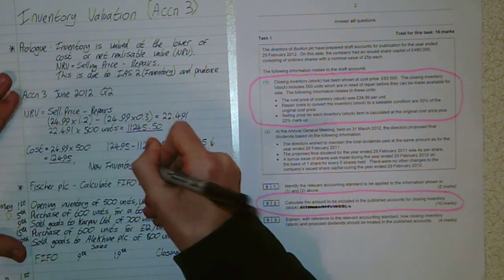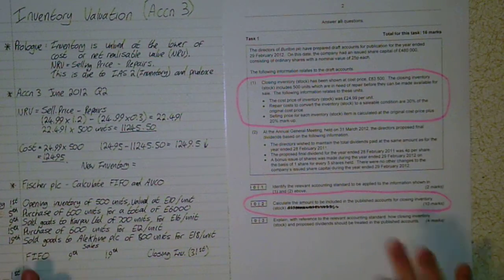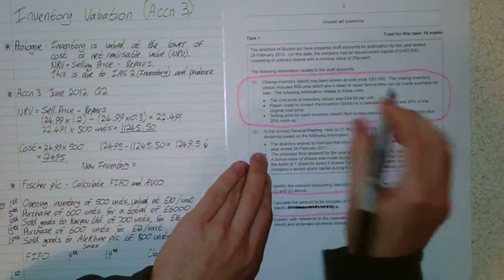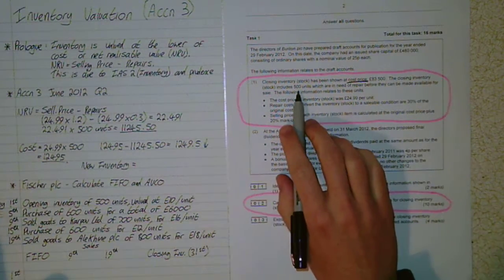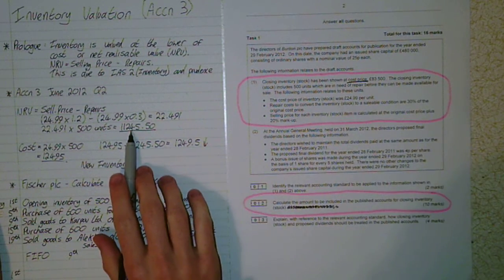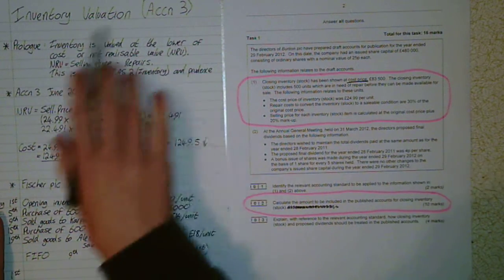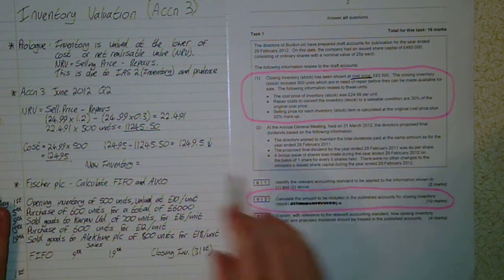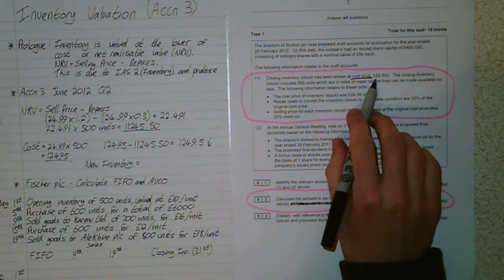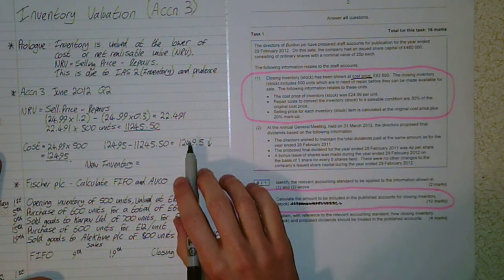So this new closing inventory figure. Well, I already know that the closing inventory was shown at cost price, and we've just proven that these 500 units should be valued at net realizable value. It's lower. We're following IAS 2 here, aren't we? The lower of cost or net realizable value. So we need to bring this inventory figure here, 83,500, down by this difference.